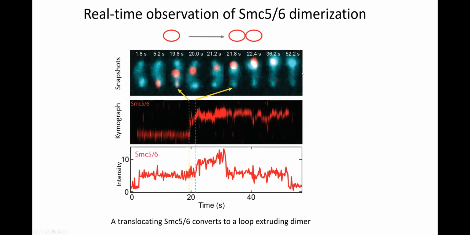What we also observed was that when single complexes bind and start translocating, and then a second protein comes in and binds at the same location where the initial single complex was, this is when the loop extrusion started. So that's direct observation that translocating single SMC complexes can transform into loop-extruding dimers.